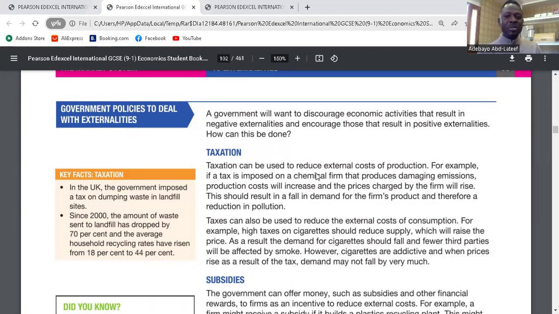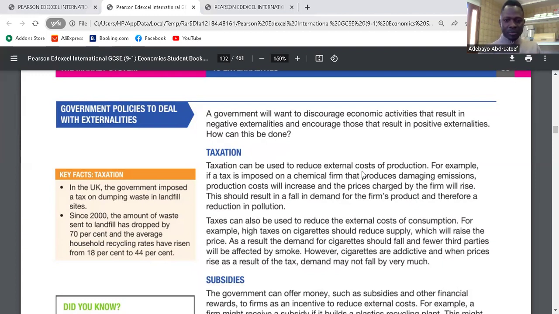Taxation can be used to reduce external cost of production. For example, if a tax is imposed on a chemical firm that produces damaging emissions, production costs will increase and the prices charged by the firm will rise. This should result in a fall in demand for the firm's products and therefore a reduction in pollution. So government might impose taxes on, for example, a chemical factory that pollutes air. If government increases its taxation on this, the factory might reduce its output, meaning that pollution would reduce. So government is trying to reduce negative externality through taxation.